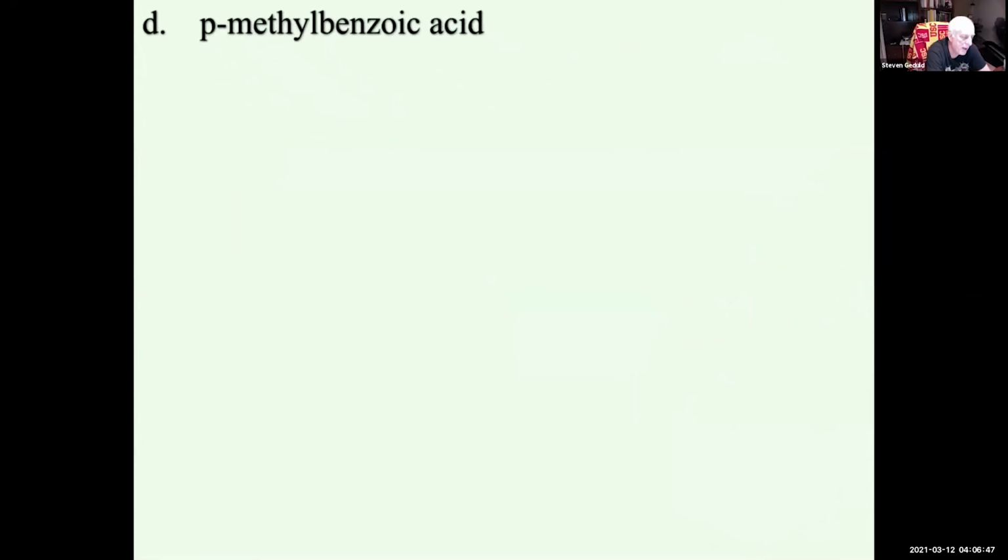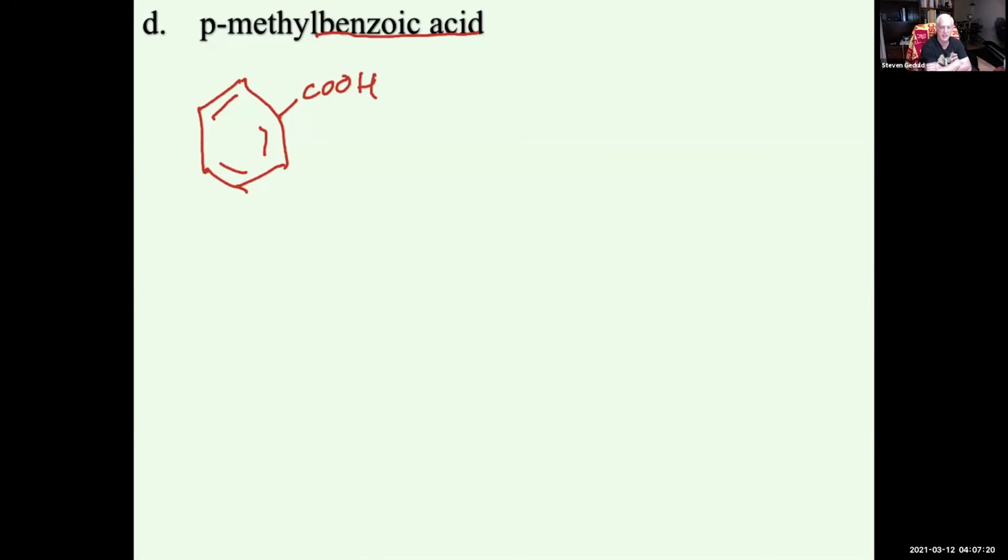P or para-methyl benzoic acid. Again, work backwards, benzoic acid. Benzoic acid means you have a benzene ring with the carboxylic acid attached to the benzene ring, and that is always the number 1 position. So let's put benzoic acid. There's your benzene ring. And let's put our carboxylic acid right here. Not to the top this time. So there's our benzoic acid.